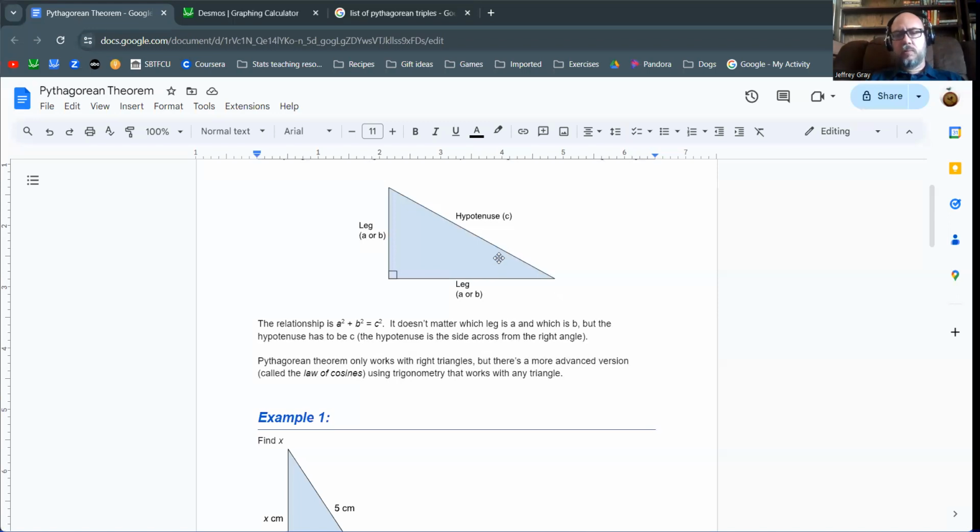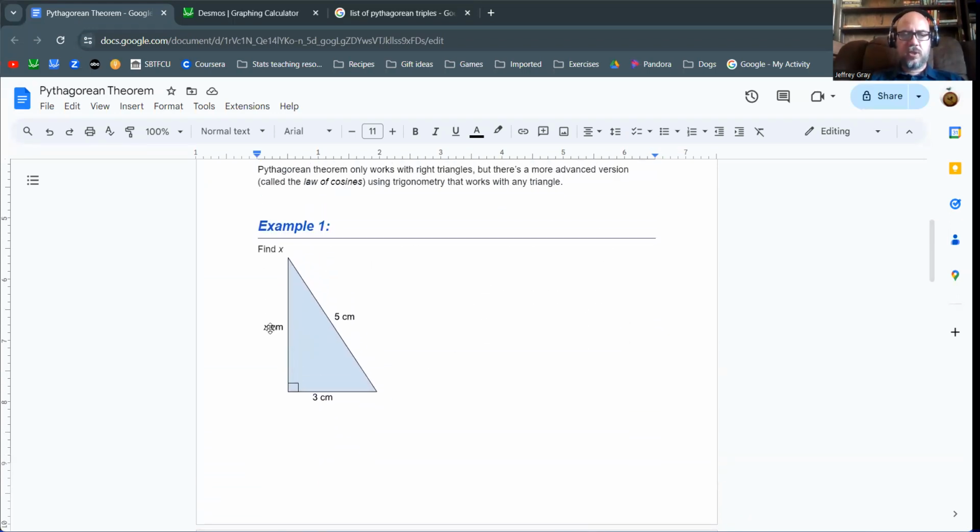So let's do an example. I want to find x, how long this side is. Notice that what I'm looking for here is a leg. I have a hypotenuse and a leg, and I'm looking for the other leg. The equation I can write is one leg squared plus the other leg squared equals the hypotenuse squared. So I can say x squared plus 3 squared equals 5 squared.